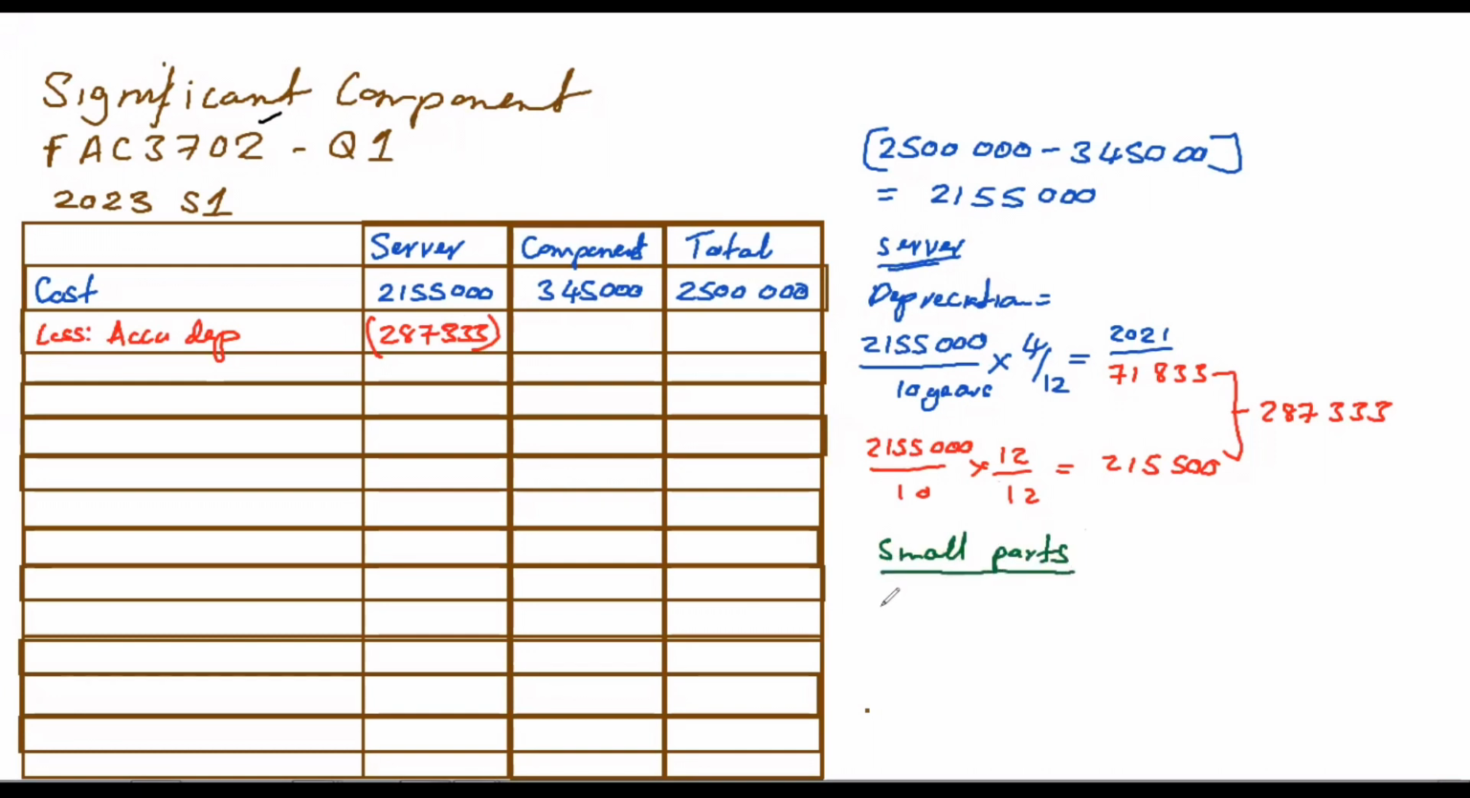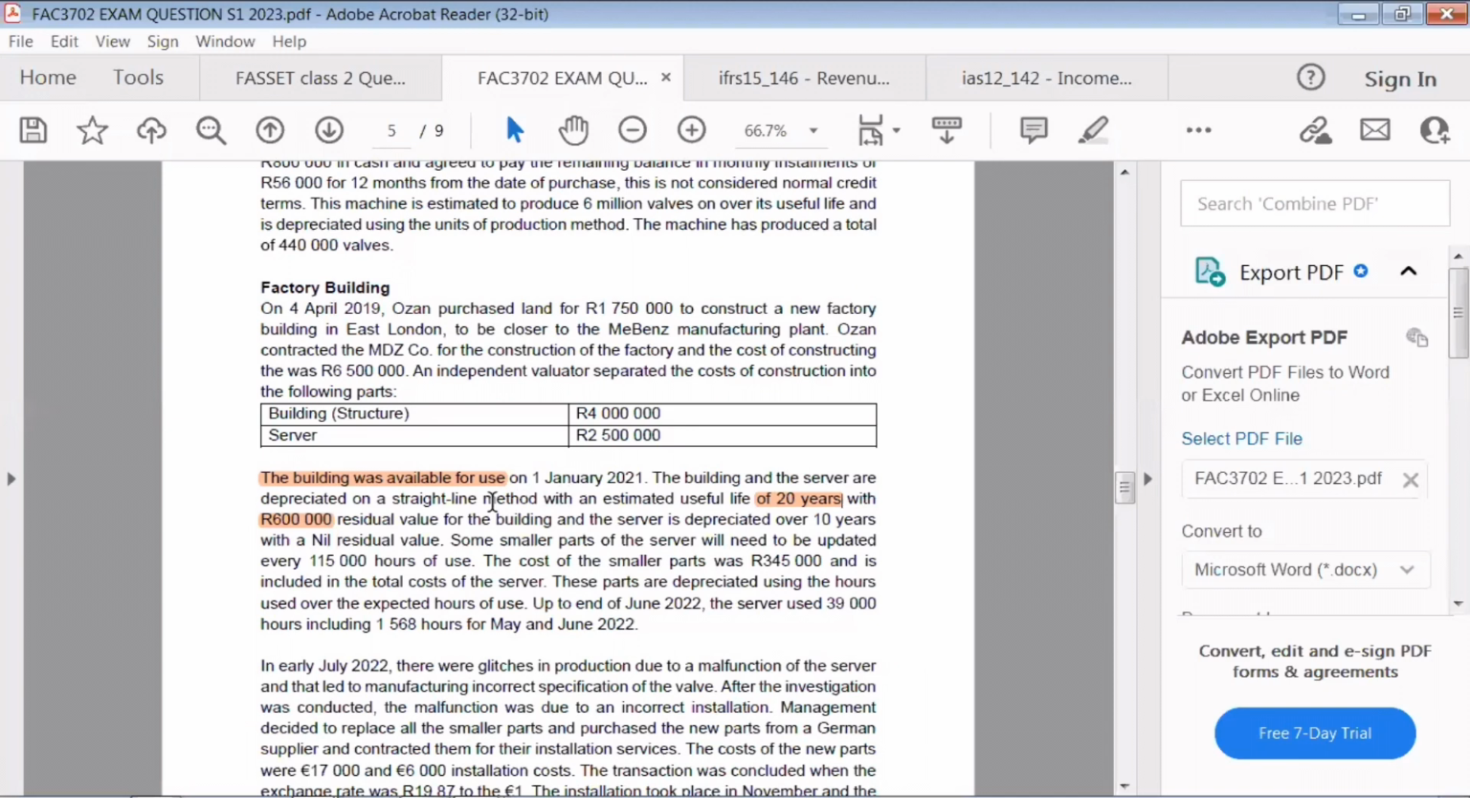So for the small parts, it is 3 that, over, they said how much? They say the 1 that hours multiplied by. With this one, the complication is not a complication, it's just a shortcut that the examiner wants you people to use. They are saying 115,000 hours.